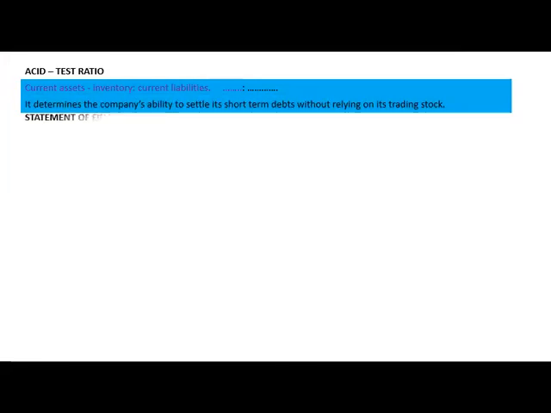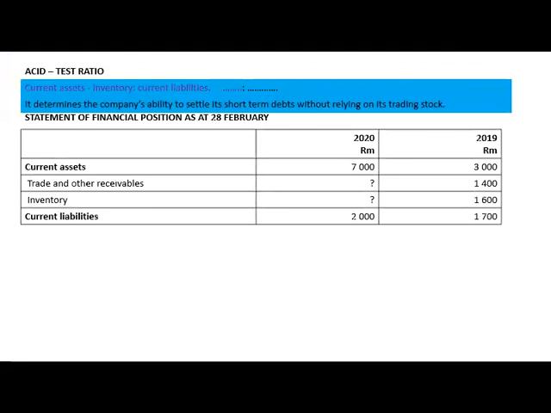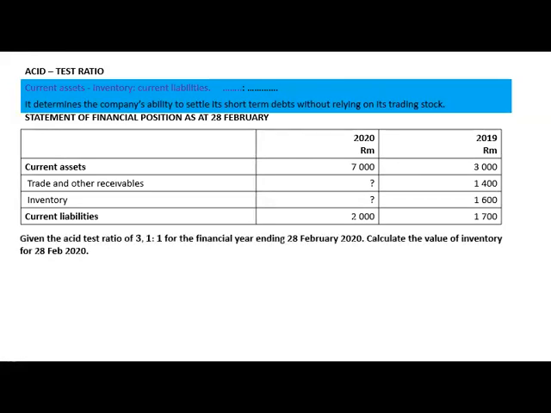Let us look at the statement of financial position that we've got here. You will notice that we do not have inventory for 2020, but we do have inventory for 2019. And we need more information. They gave us the acid test ratio, which is 3.1:1 for the financial year ending 28 February 2020. We need to calculate the value of inventory for 28th of Feb 2020. How do we go about doing that? You use the ratio that is already given to you.